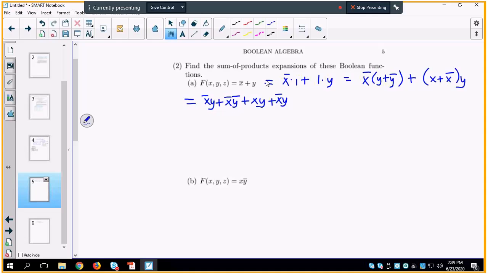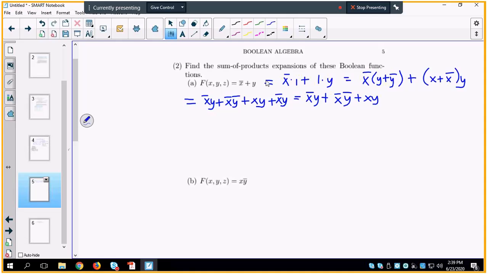And I check to see if I have any terms that I can combine, any terms in common, and I see that I have x bar y twice. So I'll use the idempotent property that x bar y plus x bar y should just be x bar y once. So this is x bar y plus x bar y bar plus xy.